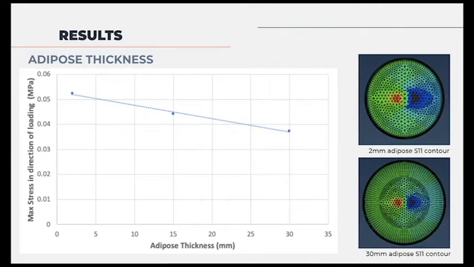Similarly, the effects of the adipose thickness were also investigated. We investigated a thickness range which represented the physiological variation of amputees, documented through the literature. The effect had the same trend as the socket liner, however, interestingly, increasing the adipose thickness proved to be nearly 5 times as effective at reducing the maximum stress than the liner.